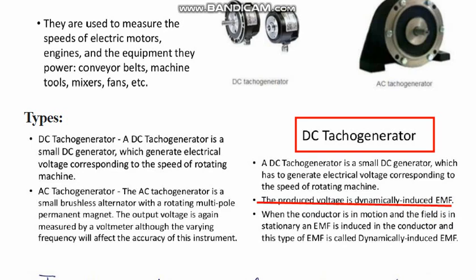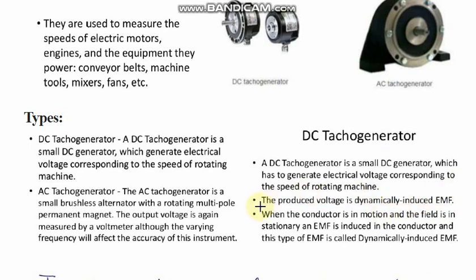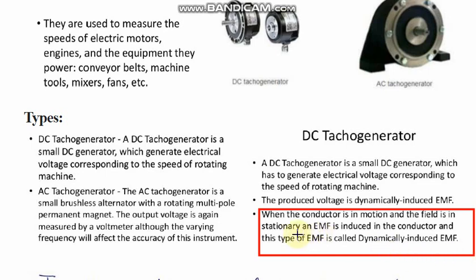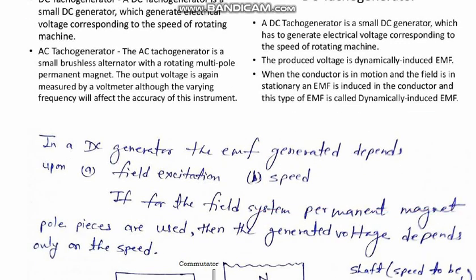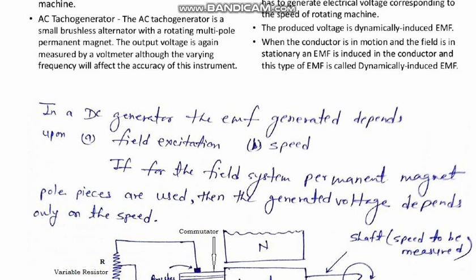And what is the phenomenon behind this? The phenomenon is that when a conductor is in motion in a stationary magnetic field, an EMF is induced. When the magnet is stationary and the conductor is moving, an EMF can be induced in the conductor, and this type of EMF is called dynamically induced EMF. Now let us watch the concept of this one.